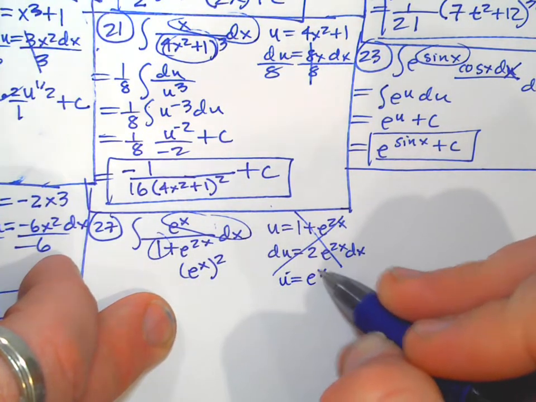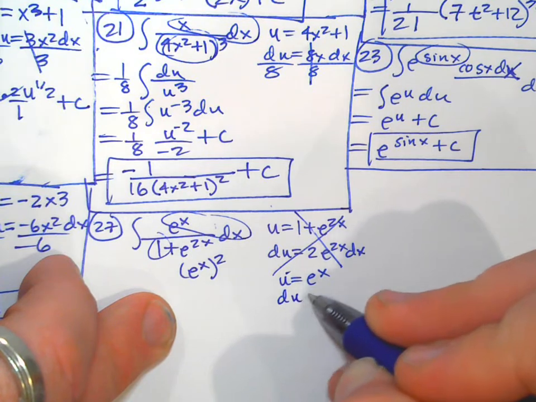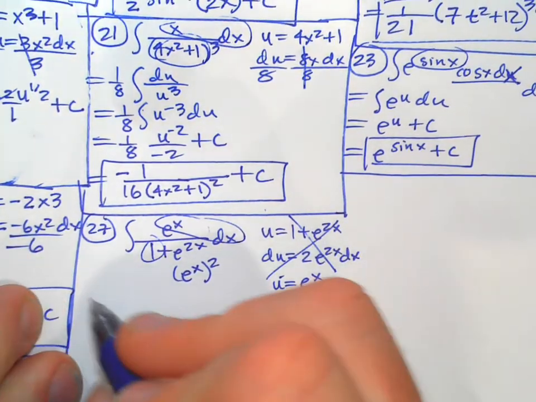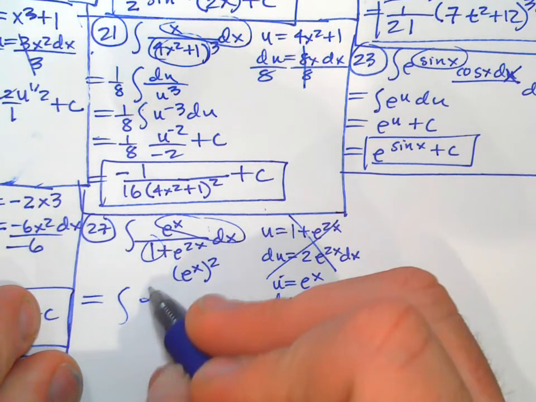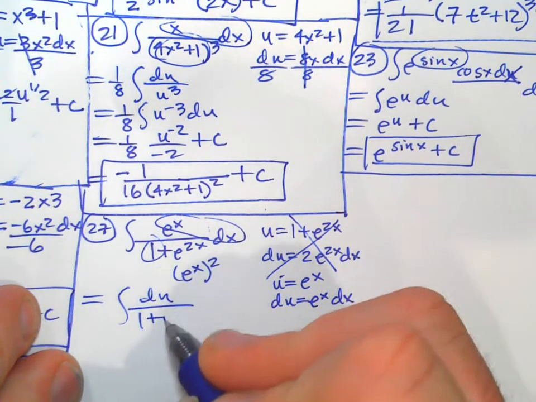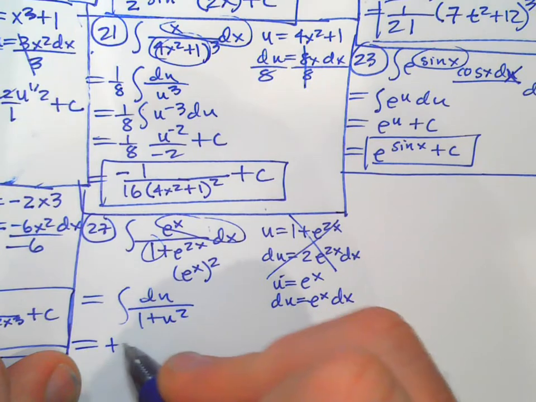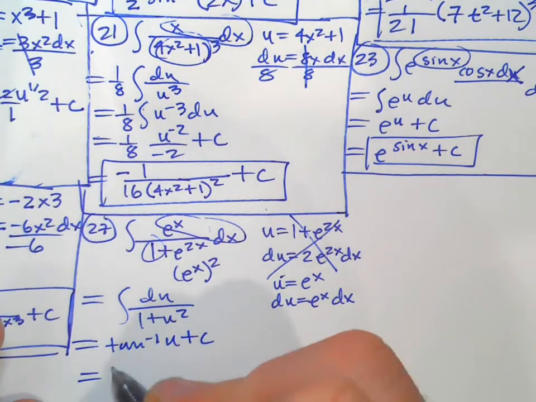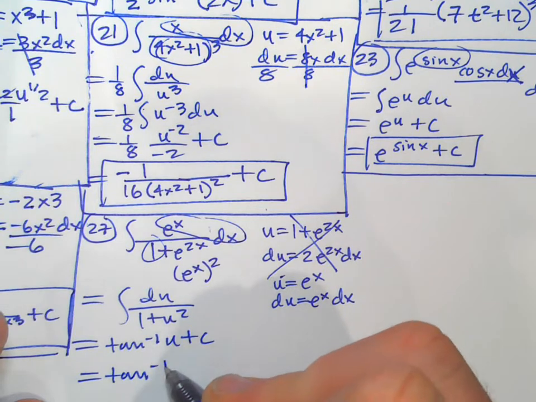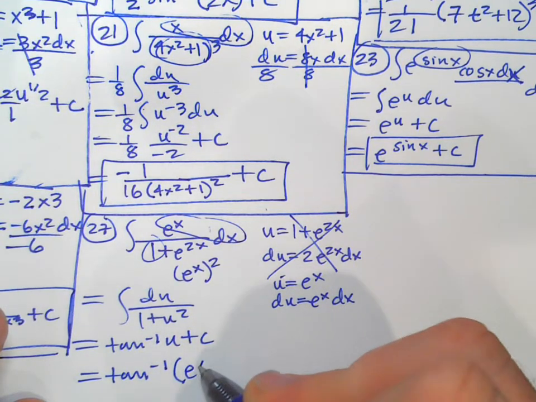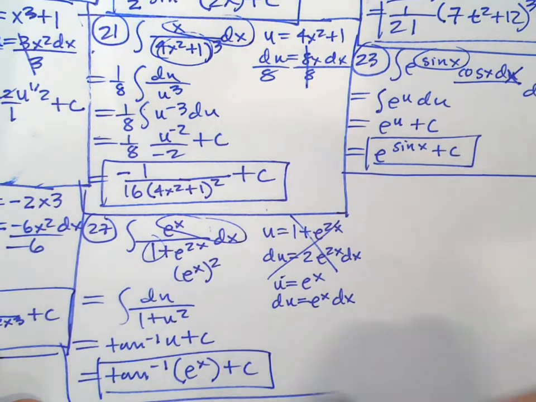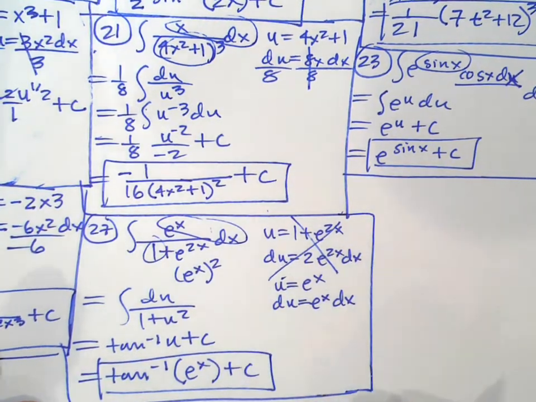So I think u is going to be e to the x, and then du equals e to the x dx. Now that works. So this is going to be du over 1 plus u squared, which is inverse tangent. And then back in terms of the original variable. There you go.